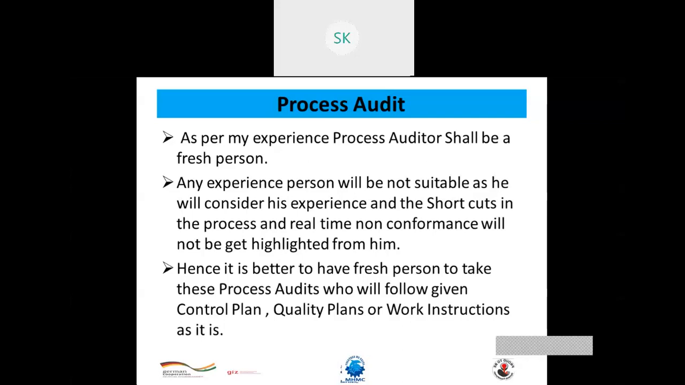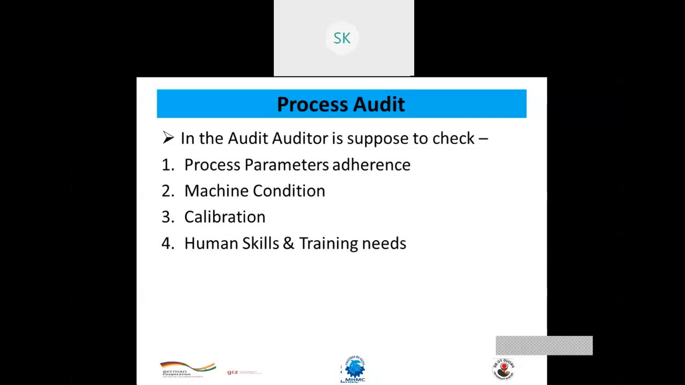Hence, it is better to have a fresh person take these process audits, who will follow the given control plan, quality plan, or work instruction or guidelines as they are. He will not use his mind here. This is very important. In the process audit, what are we supposed to check? Number one is process parameter adherence, whether all the process parameters given in the control plan, quality plan, or work instruction are followed or not. Number two, machine conditions, calibration, and human skill and training needs.